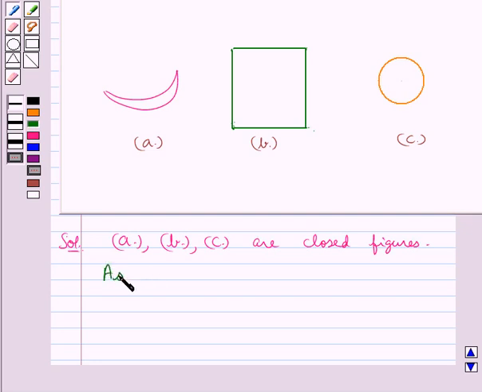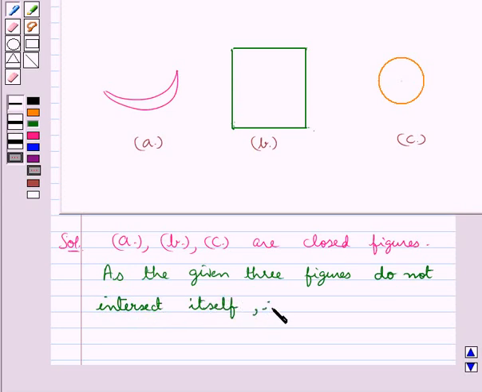Now as the given three figures do not intersect itself, therefore the figures A, B, C are simple closed figures.